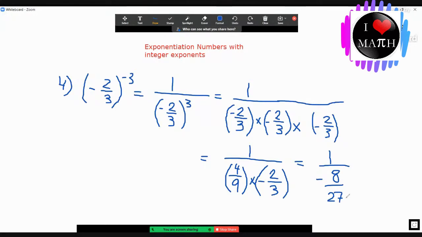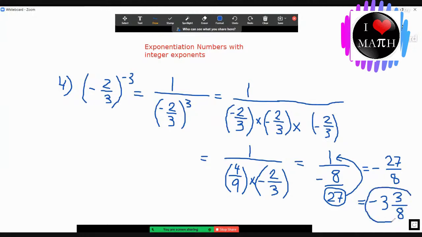And then I will do a shortcut way. So this part, I will move it up here, multiply. So that's why you will get negative 27 over 8. And to simplify that fraction, you have to divide 27 by 8, and then you will get negative 3. So 3 times 8 is 24. And then the remainder is 3 over 8. So that is the fraction form, or the simplest form, of negative 2 over 3 to the power of negative 3.